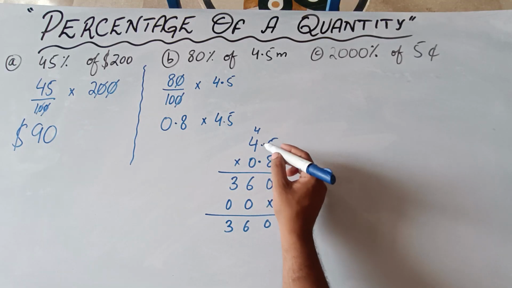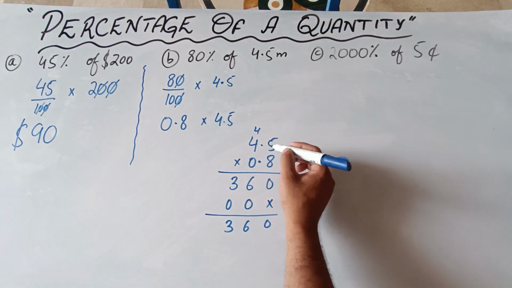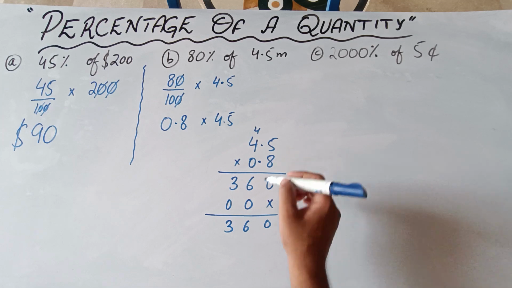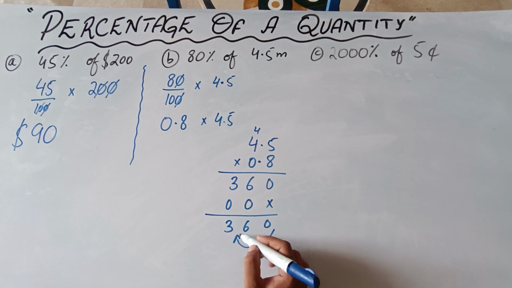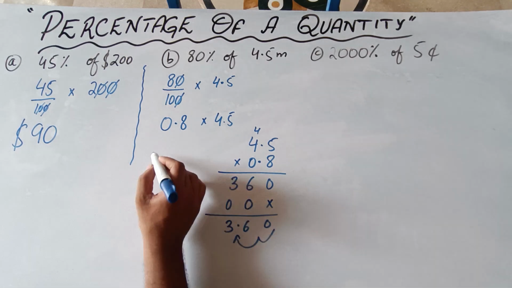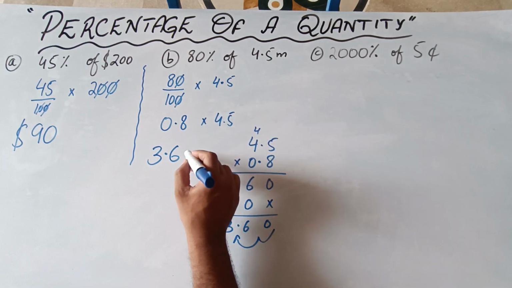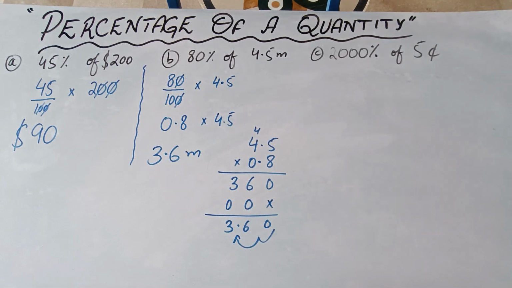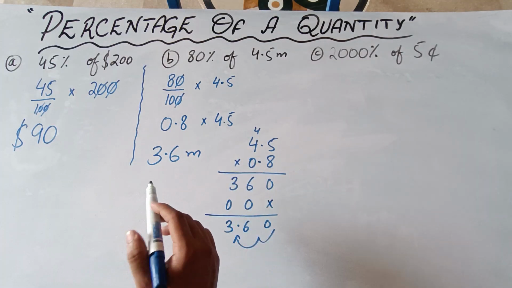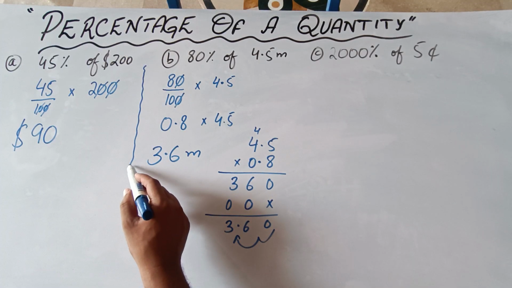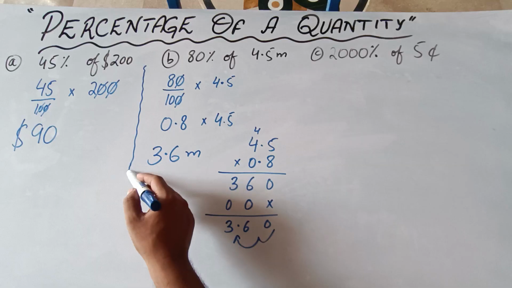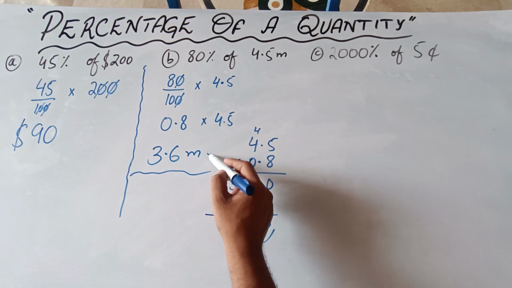Now how many decimals are there? Total decimals in both the numbers: 1 plus 1 is 2. So it would come over here as 3.6, not 360. What is the unit? Meters. So this is how simple it is. There is one more technique, but the other techniques would be a little bit longer. So this is the answer.